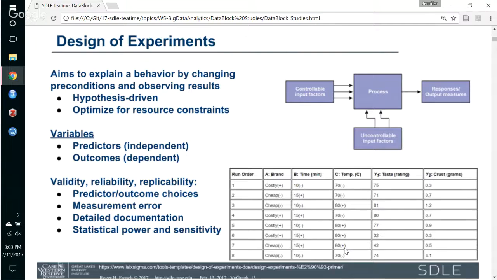What that allows you to do is identify which predictors are affecting which outcomes, which predictors work synergistically together or work against each other to affect each of these outcomes. For example, if you look at the high time and the high temperature variables alone, those don't really seem to affect the taste very much. But time and temperature together, if you go with the high option of both, you're going to burn your cake and get a bad taste rating. So this is kind of the most basic example of factorial design of experiments.